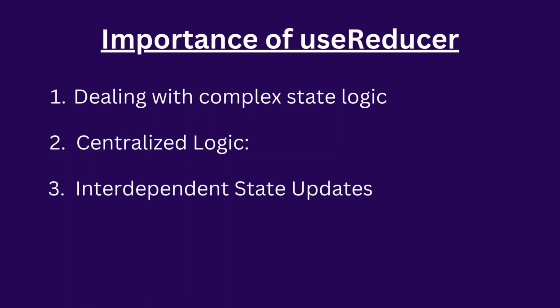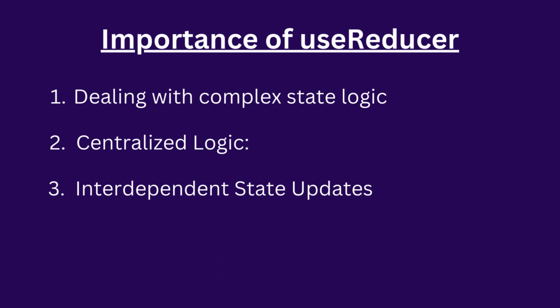The next thing is interdependent state updates. When your state updates are interdependent, meaning that one update relies on the result of another, useReducer can offer a more streamlined solution. Managing such scenarios with individual useState instances might lead to complex and error-prone code.